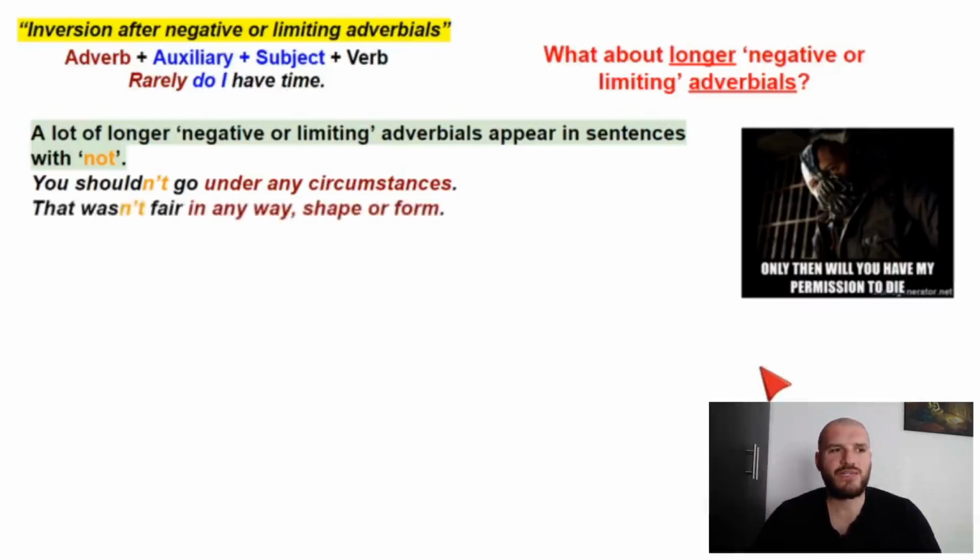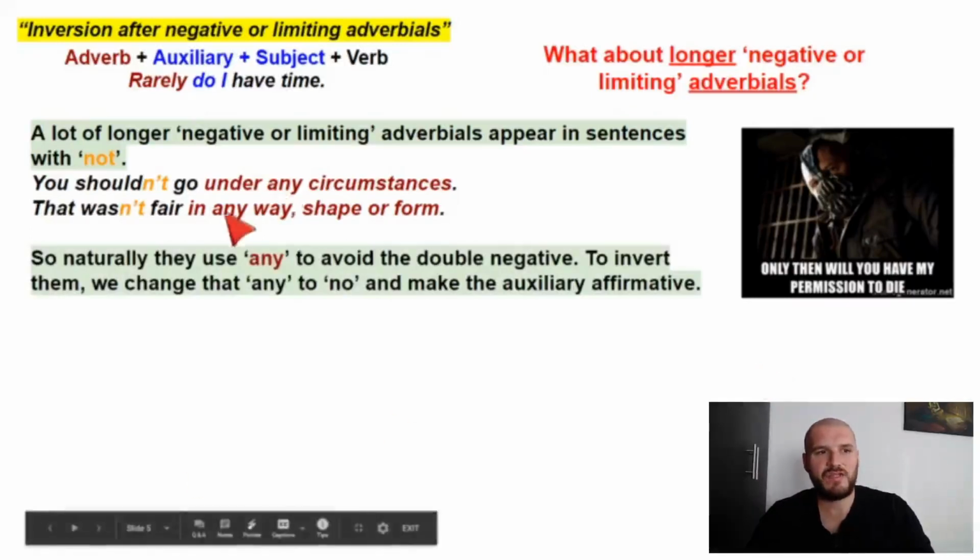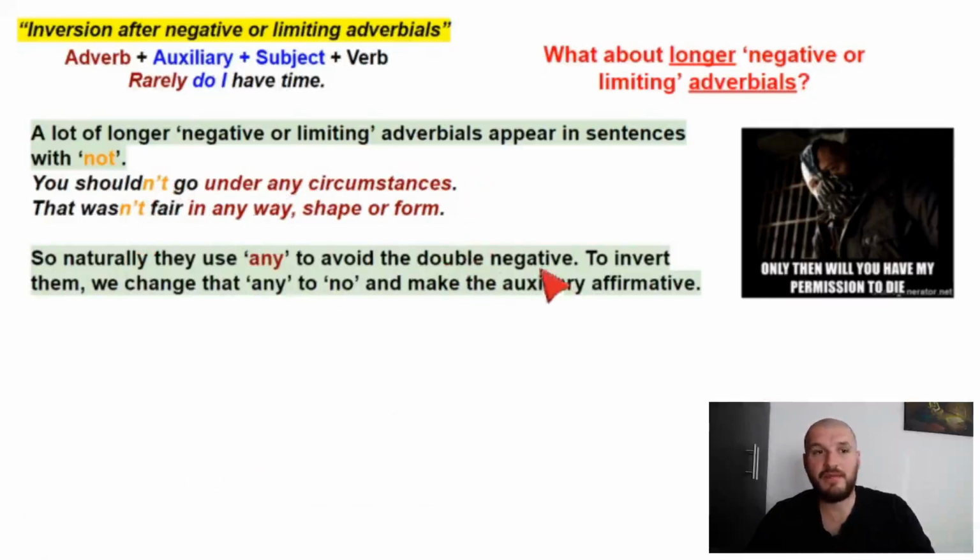Here's another one. That wasn't fair. That wasn't fair in any way, shape, or form. Actually, that in any way, shape, or form is an expression in English. It's very common. That wasn't fair in any way, shape, or form. Was not fair. Okay? So, naturally, they use any. These 2 adverbials have any because there's already a not in the sentence. And you remember in English, we can't have a double negative, right? So, if we want to invert them, and again, we don't need to do this. You don't have to do this in English. Don't worry about it. But when you see this inverted, you will see 2 big differences.